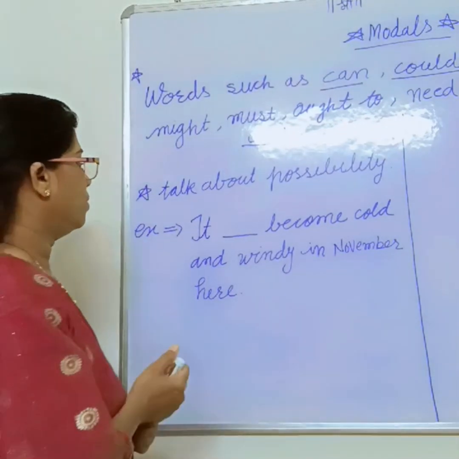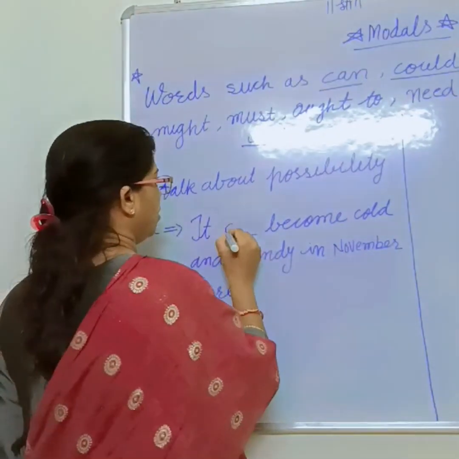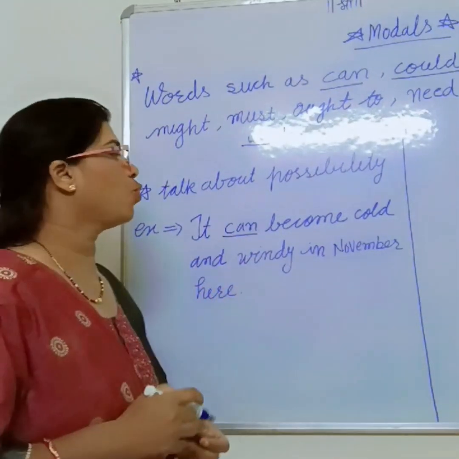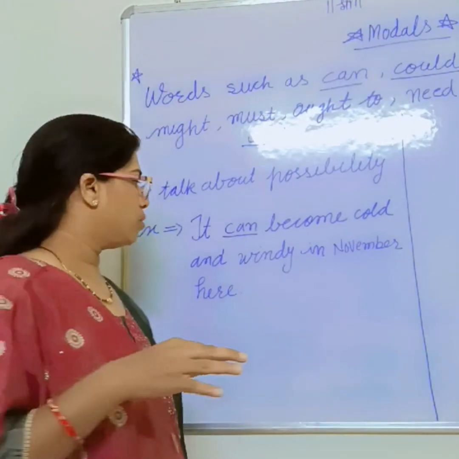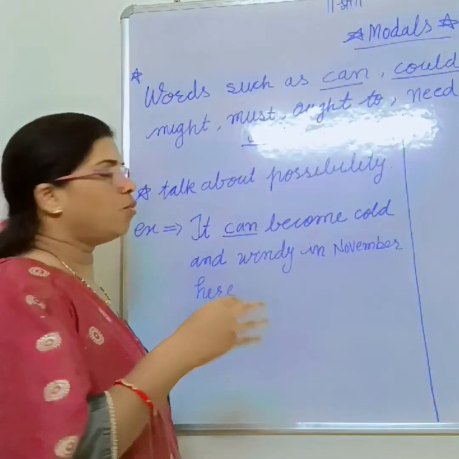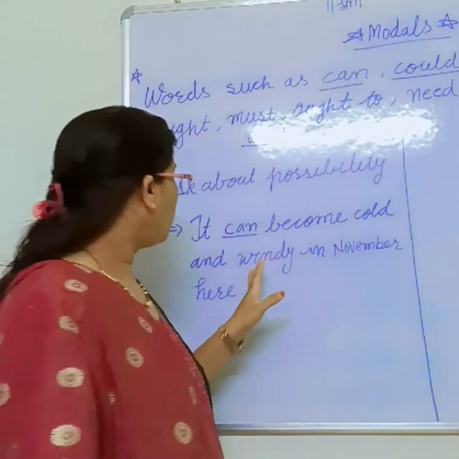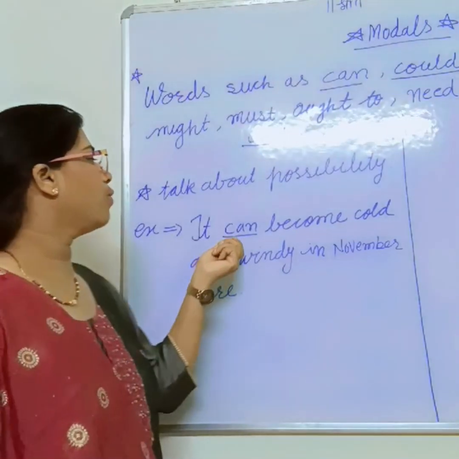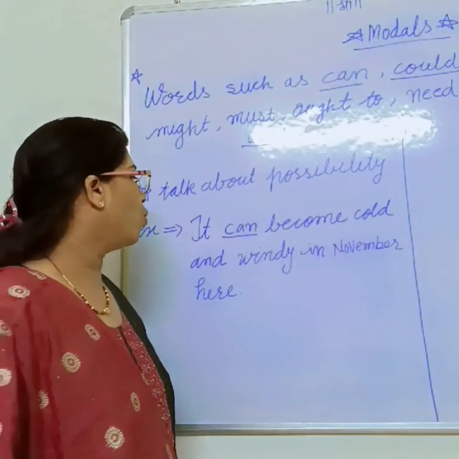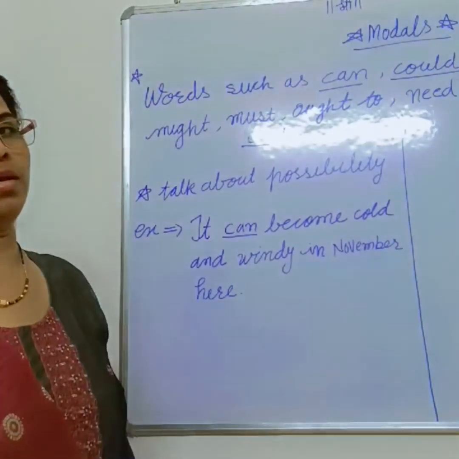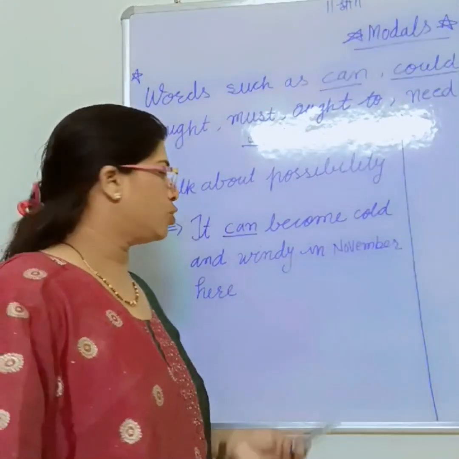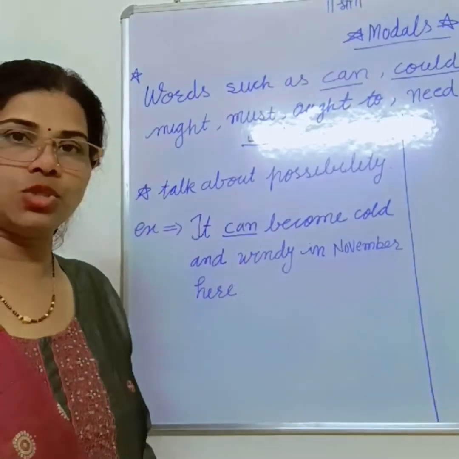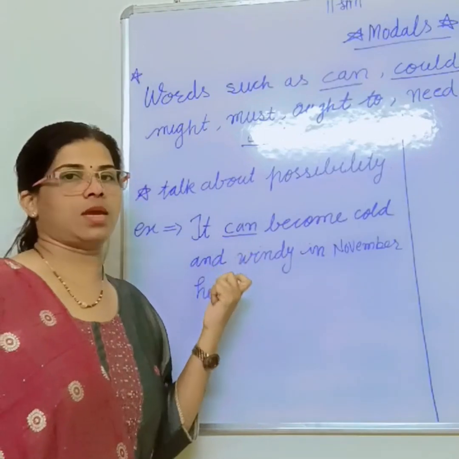Here we have to write can, a modal auxiliary. Why? Because the word can is showing the possibility of the weather. The weather will become windy and cold in the month of November. So here we have used can. It can become cold and windy in November here. There is a possibility that the weather will change, and the modal auxiliary can shows that possibility.